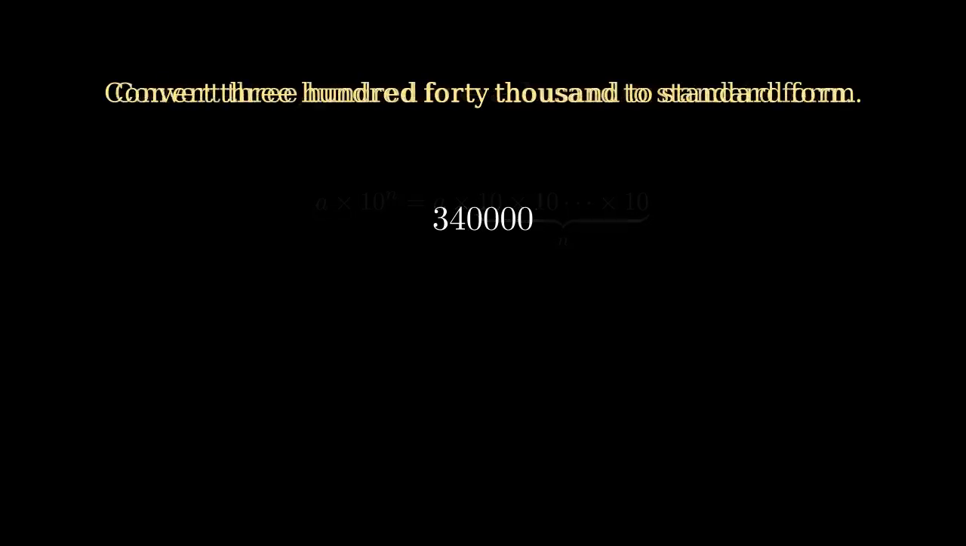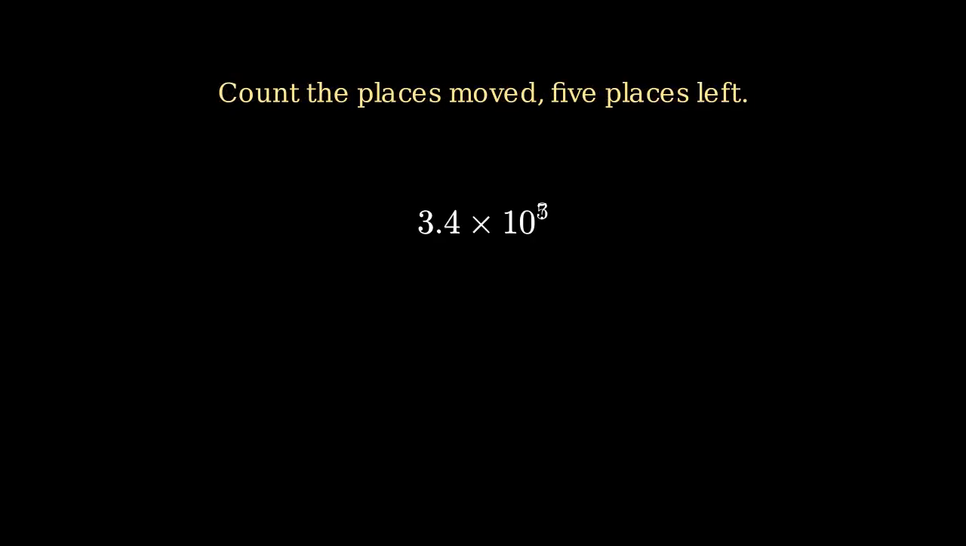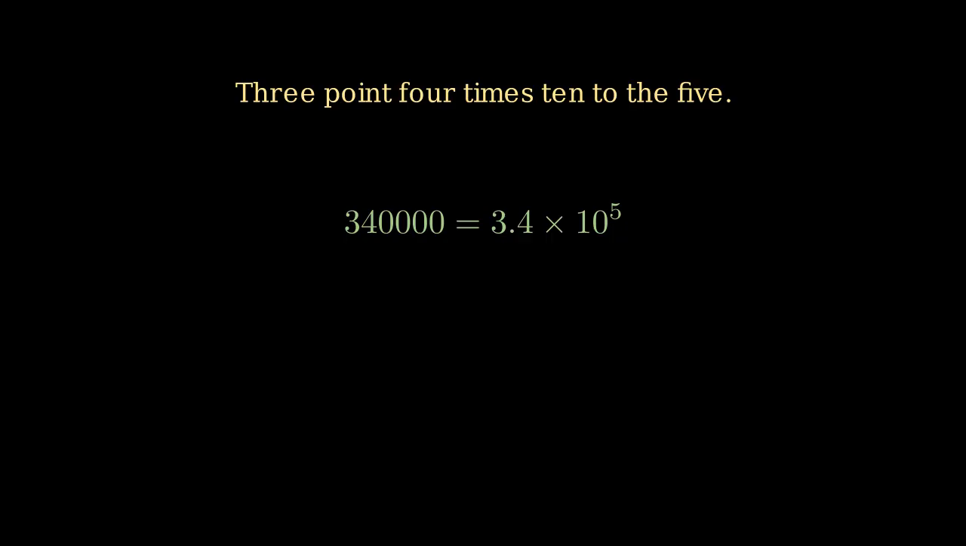Let's convert an ordinary number into standard form. Take 340,000. We move the decimal point until we have a single digit before it, giving 3.4, and we count how many places we moved it, which is 5 places to the left. So 340,000 equals 3.4 times 10^5. Each place we moved the decimal point was one factor of 10, exactly as our counting argument predicts.